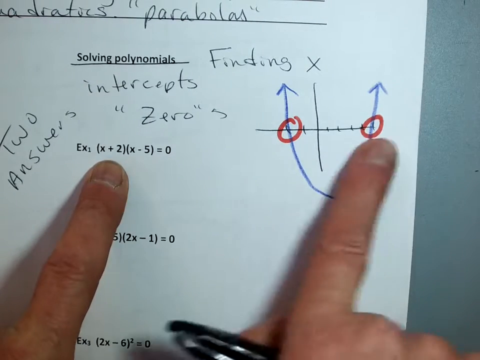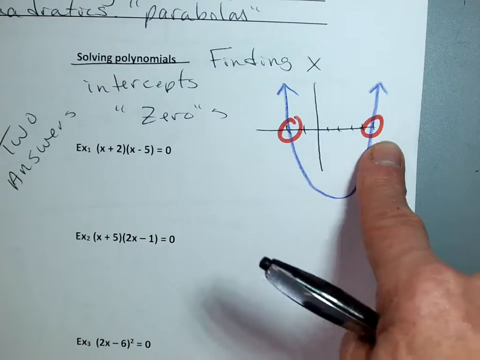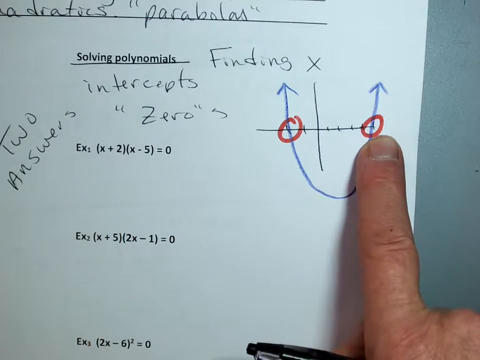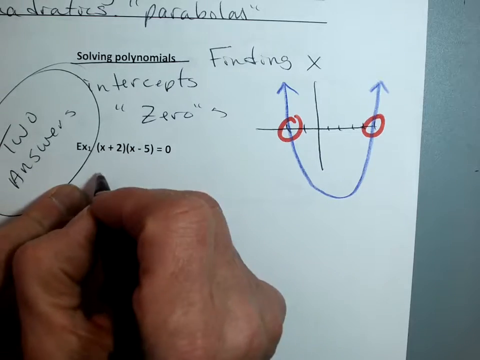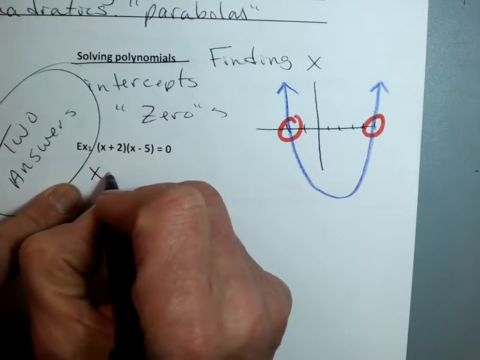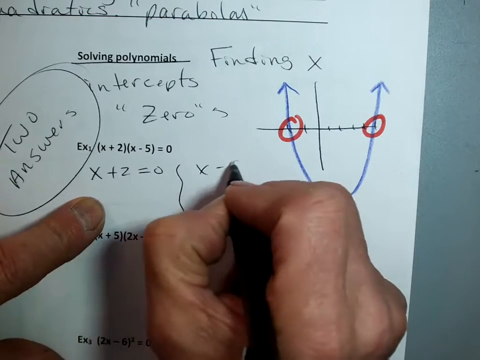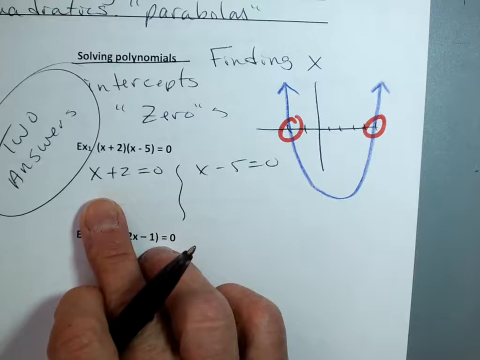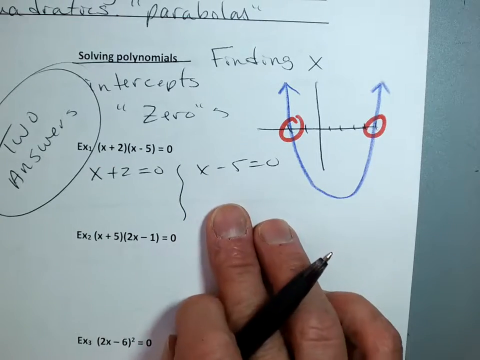In example 1, what we have is two little mini equations, and these two little mini equations actually come from a picture like this. Again, we're not going to graph it. I just want you to know the answers we get will be x-intercepts. We need two answers, so let's set it up as two equations: x plus 2 equals 0 and x minus 5 equals 0, and we'll just solve.